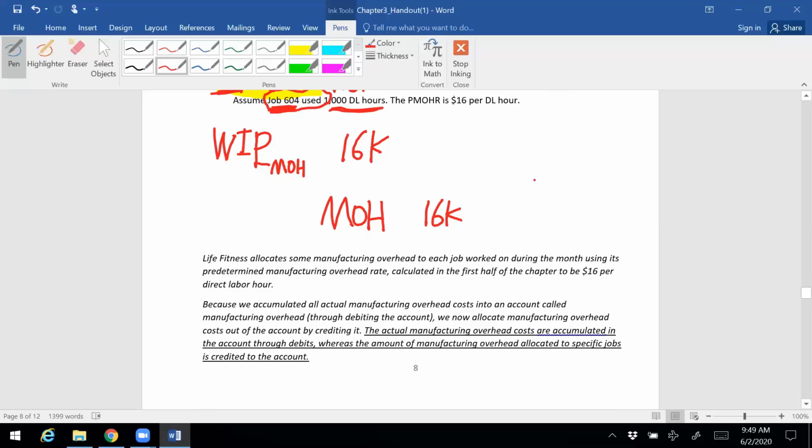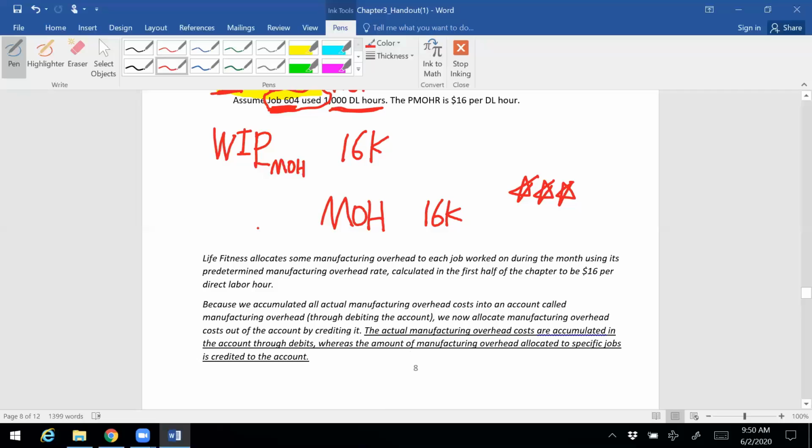This is very, very important. I think you very likely will have a journal entry like this. So when we allocate, we have to increase our work in process, and then we decrease our actual manufacturing overhead because this is a temporary account. It just holds the money there for you to allocate. When you allocate, you will get water from this pool, so this pool will be decreased. Okay, we allocate manufacturing overhead cost by crediting it because this is just a swimming pool.